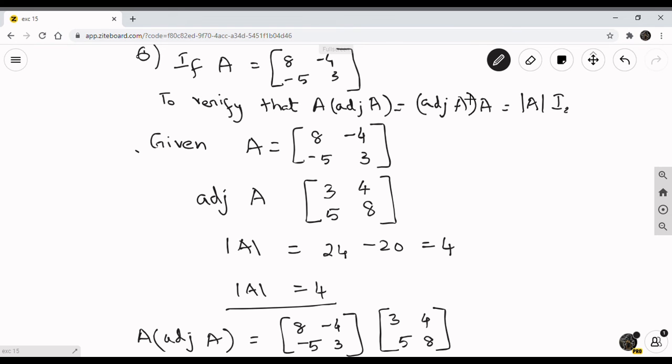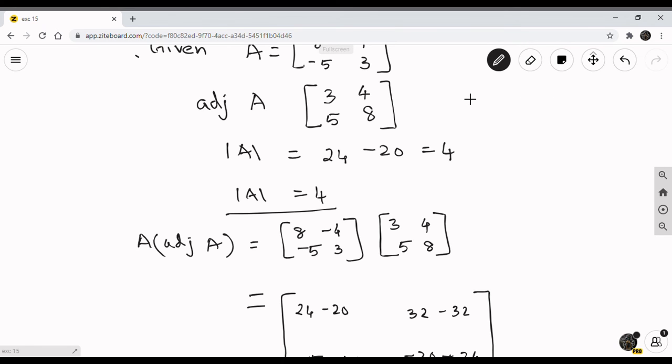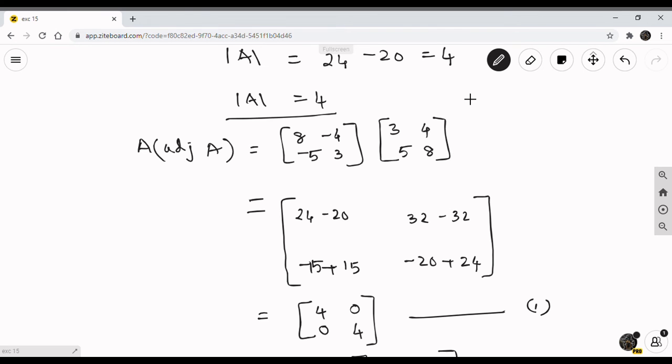Next step, we are going to multiply A into adjoint A. A is the given matrix, and adjoint A we have found. So just multiply. How to multiply? First row with the first column with the respective elements, first row with the second column with the respective elements. Then add or subtract according to the symbol we get there. So it is 24 minus 20, 32 minus 32, minus 5 into 3, 15 plus 15, minus 20 plus 24. So it is 4, 0, 0, 4. So the first one we found.